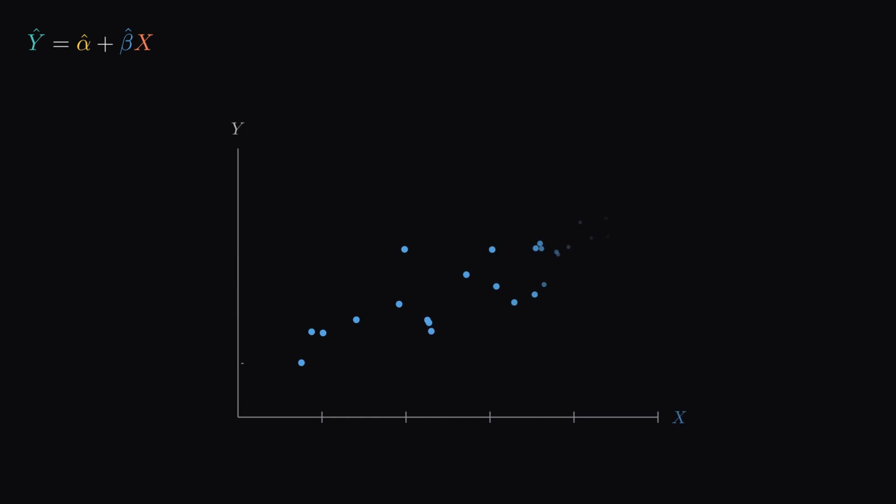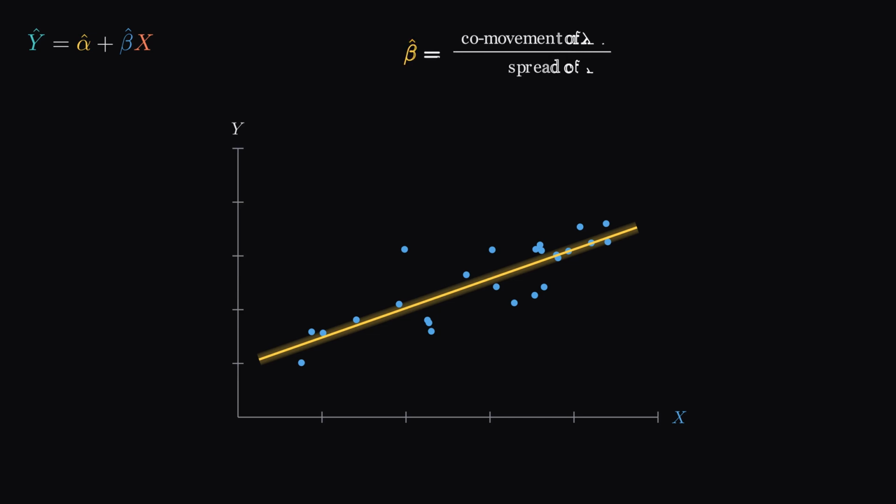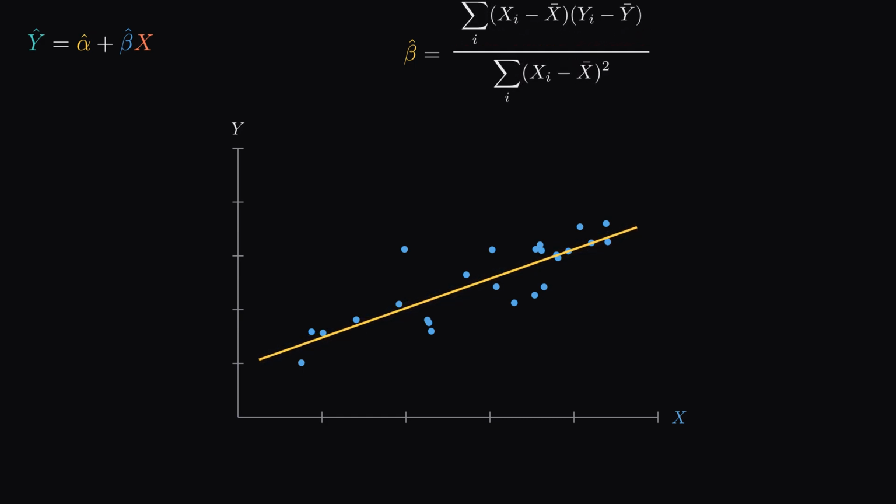The formula for the slope tells a story about the data. The top measures how x and y move together, and the bottom measures how much x moves on its own. That's the whole intuition. The slope is the co-movement divided by x's own variation. If x and y move together strongly relative to how much x varies, the line tilts more.